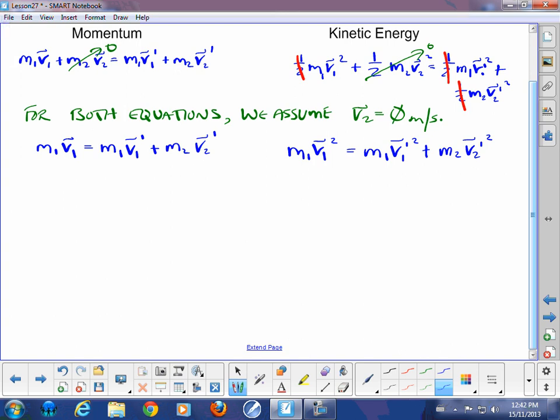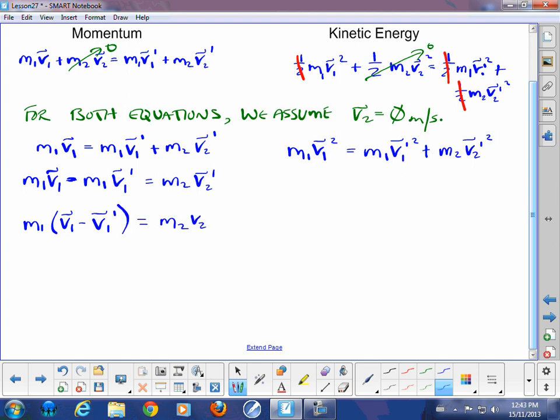So for the first equation here, I want to get all the like terms together. Both sides of this equation have an m1 term, so I'm going to collect the m1s on the same side. My formula is going to look like this, and I can factor an m1 out, leaving me with v1 minus v1 prime, that's equal to m2 v2 prime. I'm going to leave it at that. On the other side, it's the same thing. m1 is common, so I'm going to move that term to the other side.